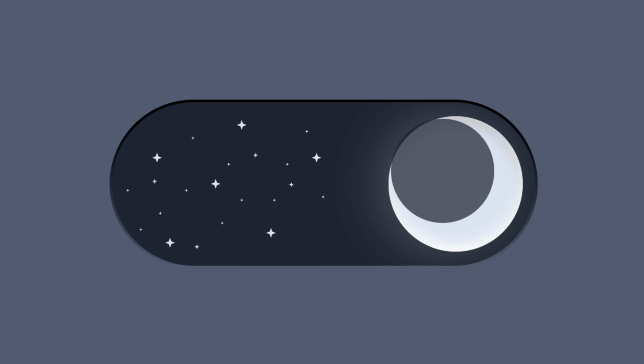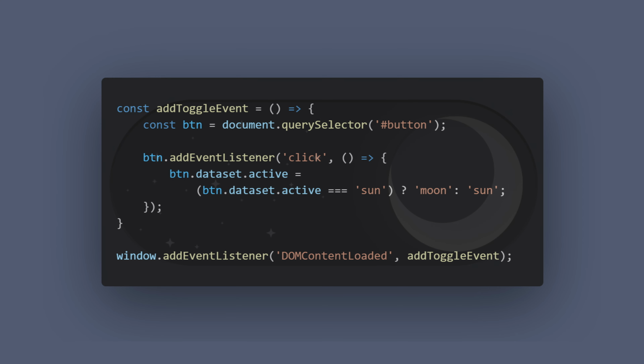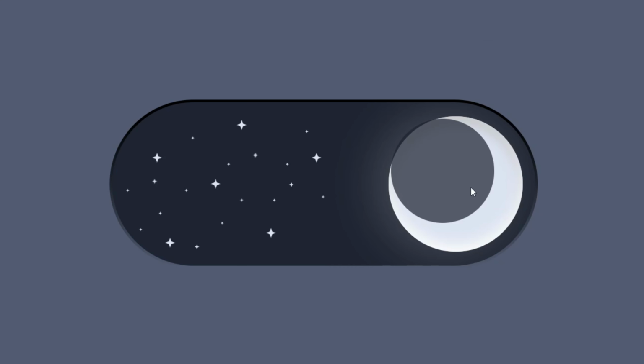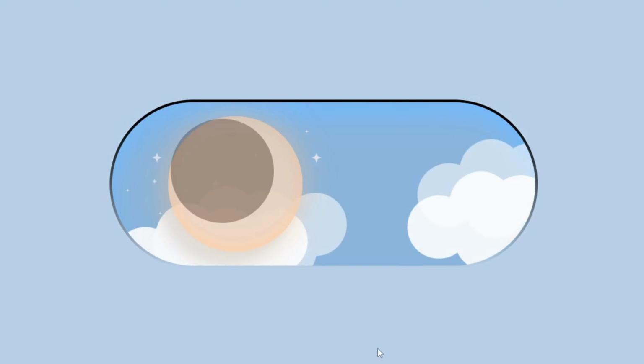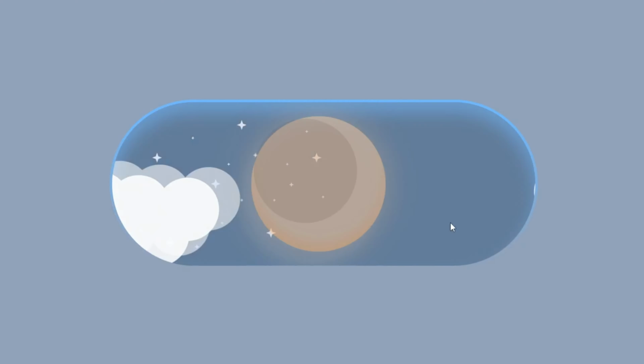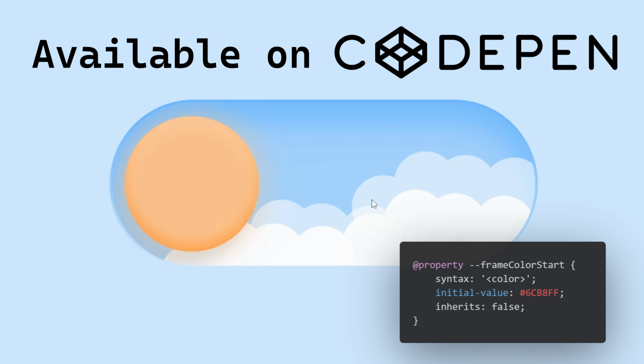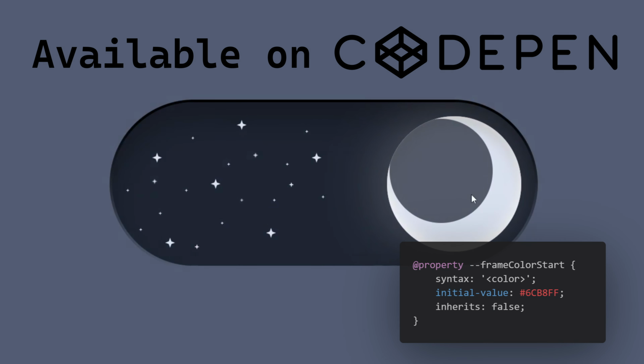This is a dark mode toggle, so it needs to actually function as a button. And to do that, I'll add some simple JavaScript that just switches the data active class in the button between sun and moon. And now to smooth the transitions, I'll add some CSS, mainly transition properties and setting some starting states, but I won't bore you with all of that. I'll also add this frame color start property instead of the variable so the linear gradients can transition smoothly. And there we go.